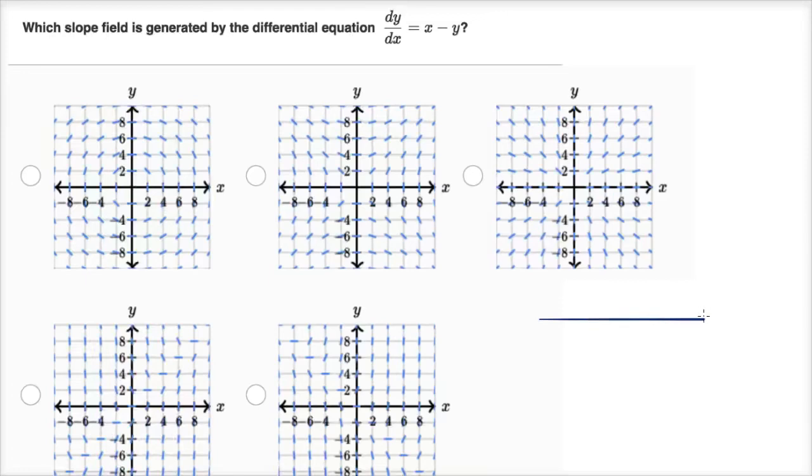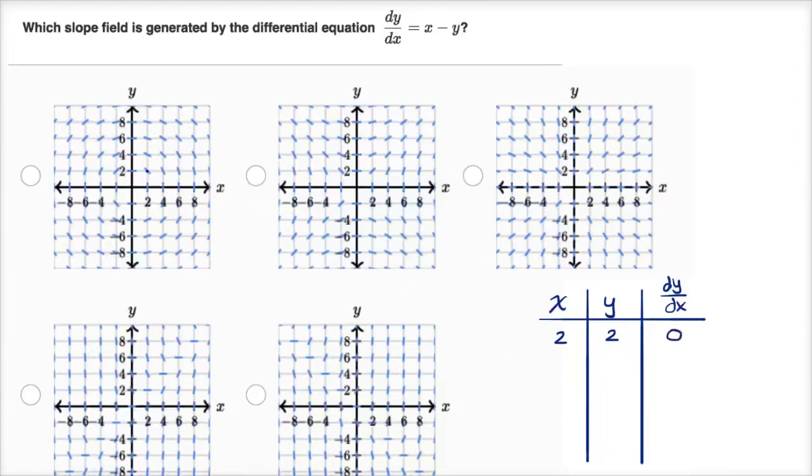So let me make a little table here. I'm going to have x, y, and then the derivative of y with respect to x. And we can do it at a bunch of values, so let's think about it. Let's think about when we're at this point right over here, when x is 2 and y is 2. When x is 2 and y is 2, the derivative of y with respect to x is going to be 2 minus 2. It's going to be equal to 0.